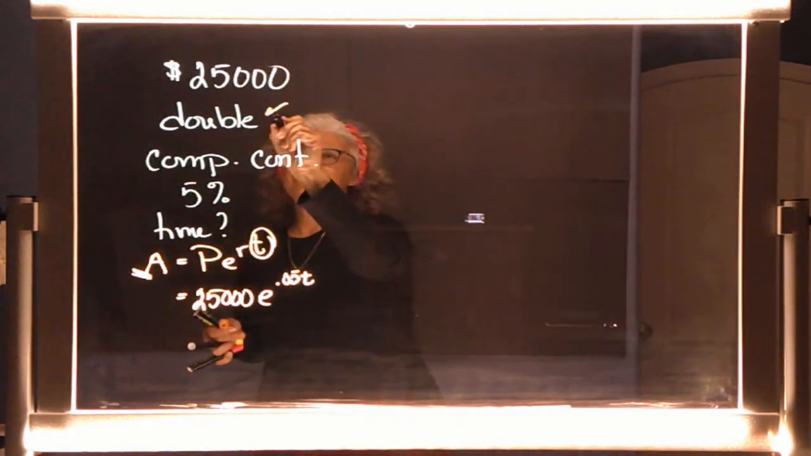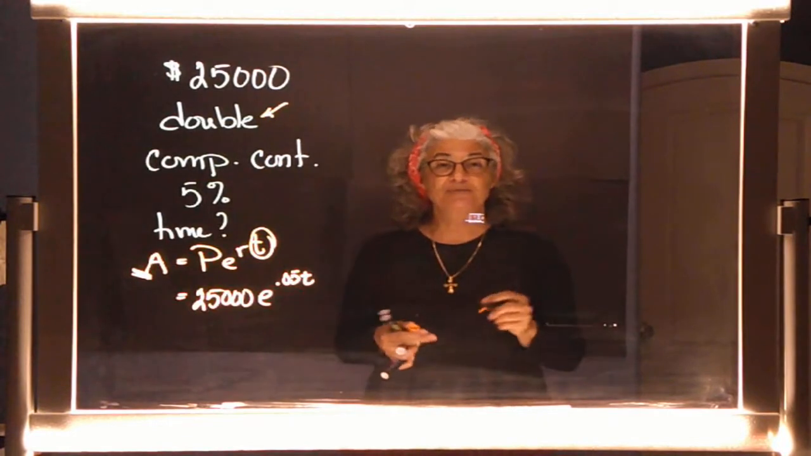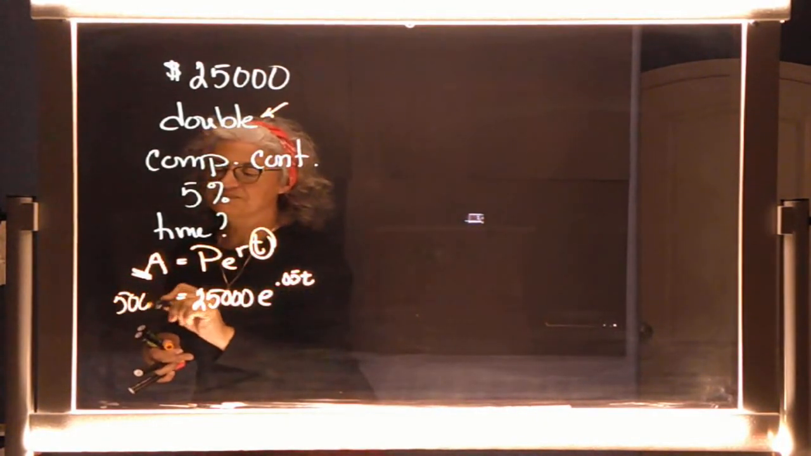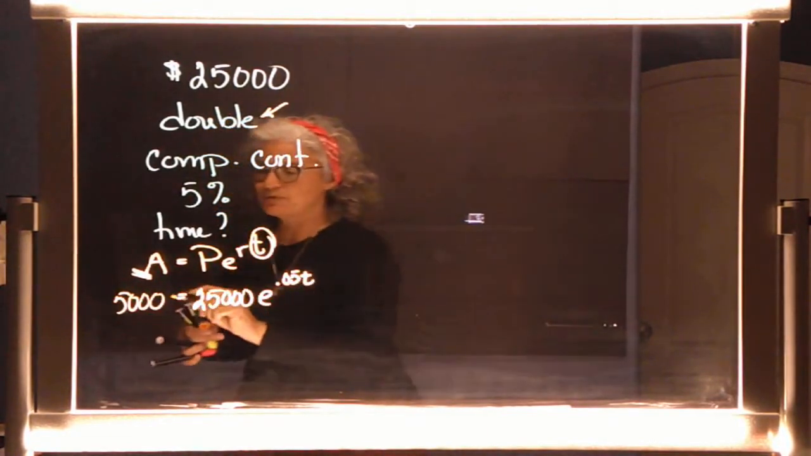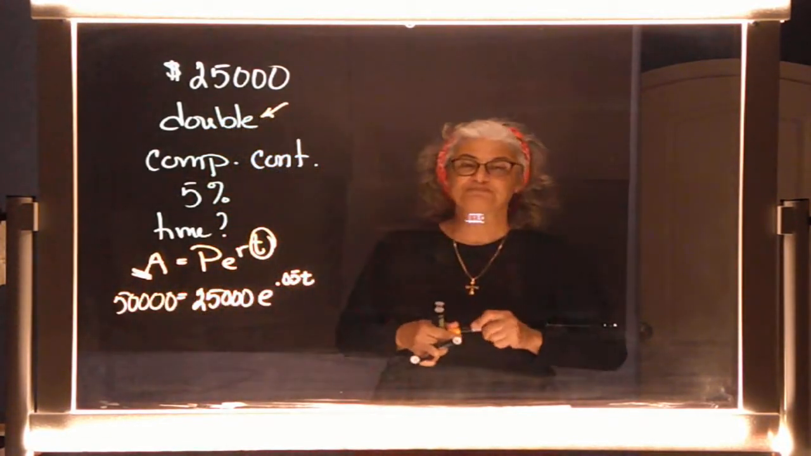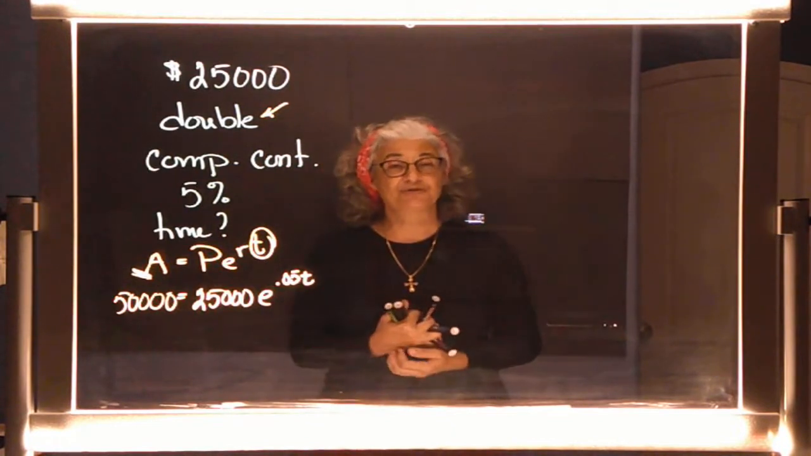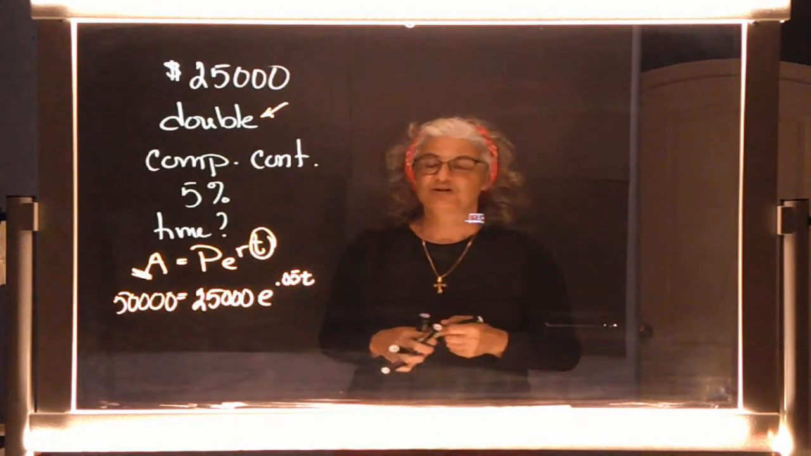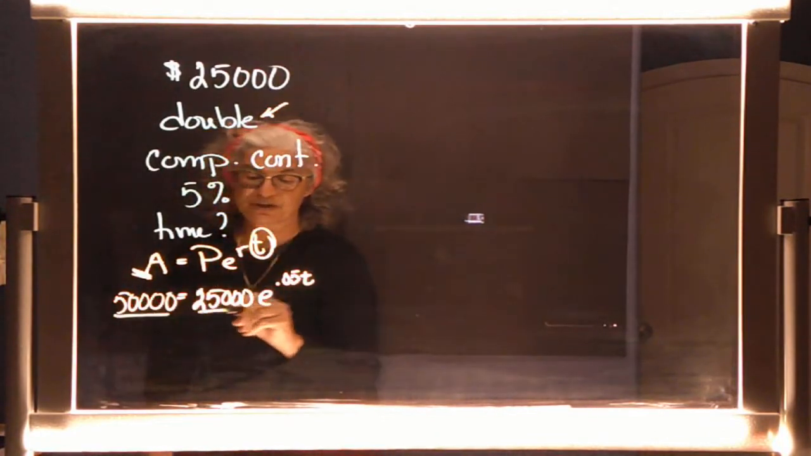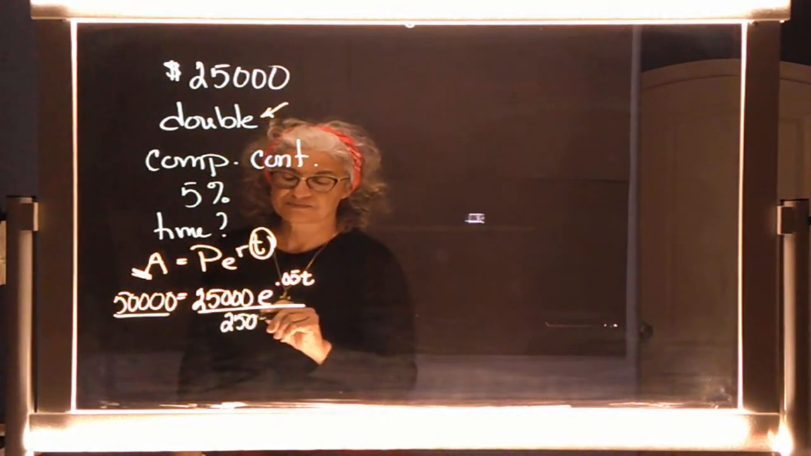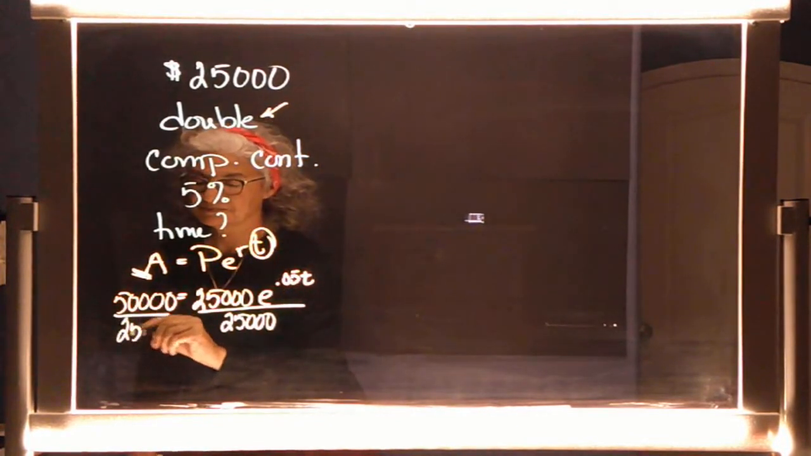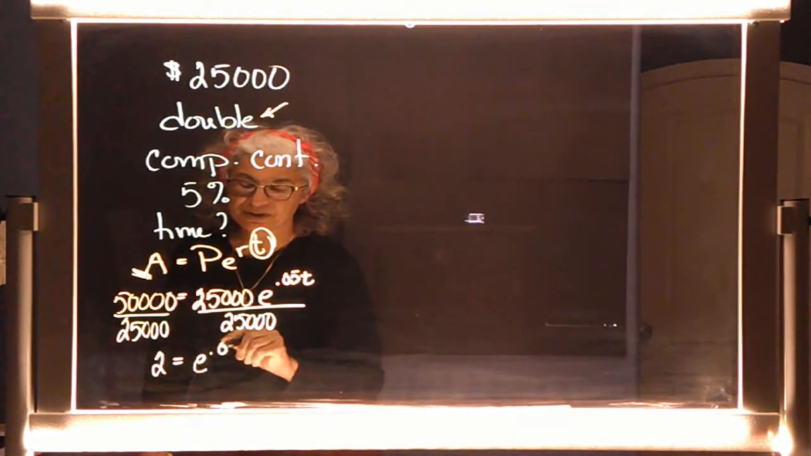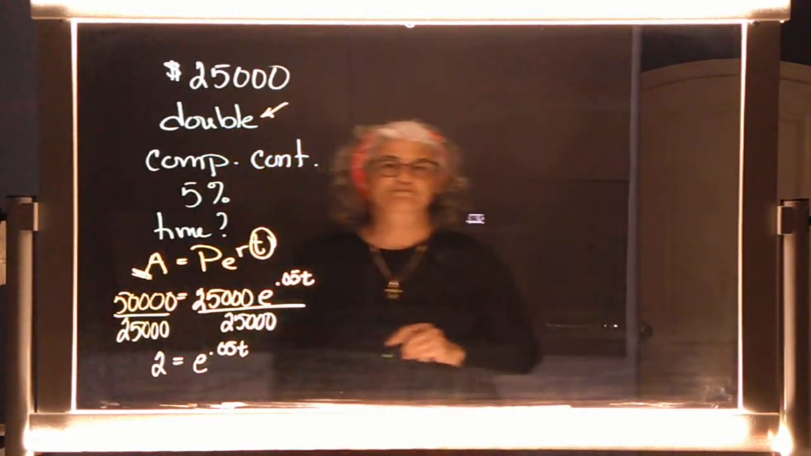Yes. It said double. So if it's doubling, how much am I going to have at the end? I'm going to have $50,000. You with me? Whoops, one more zero. Okay, time to go solving. Do you agree? All right, so first things first, what are we going to do? Correct. Divide both sides by your $25,000. Which leaves you 2 equaling e to the 0.05t, doesn't it?